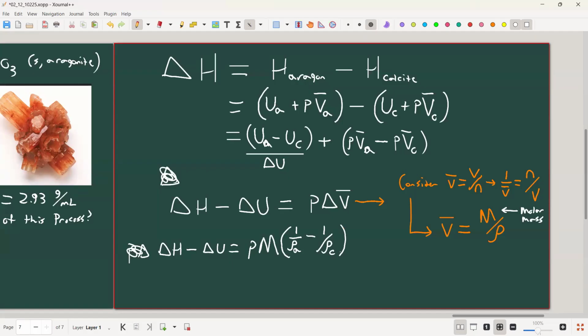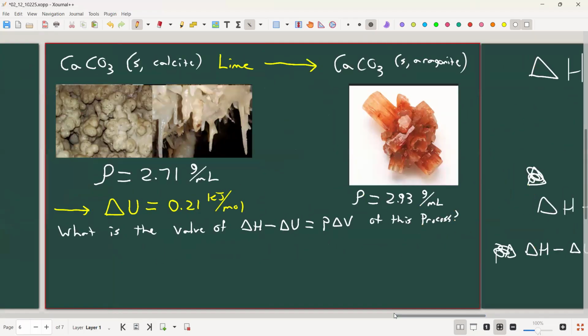It's easy to calculate the molar mass of calcium carbonate. Did you guys ever learn what the molar mass of calcium carbonate is by heart? It's a really easy number to remember. Does anyone know? 69? No, it's not 69. It's not 420. It's 100. 100 grams per mole. Pretty close. So it's a really easy one to remember.